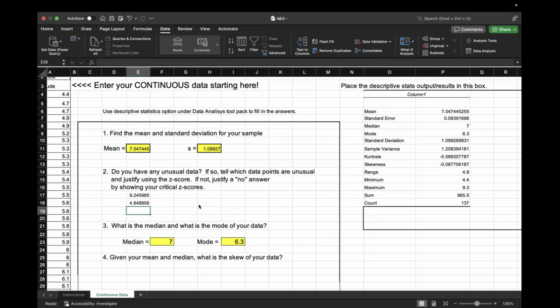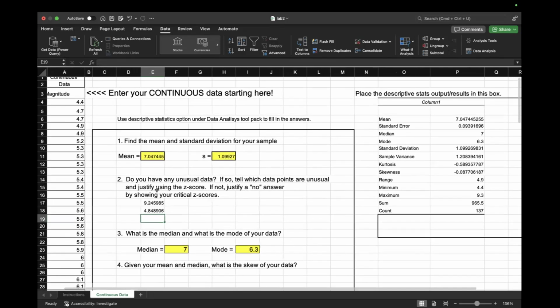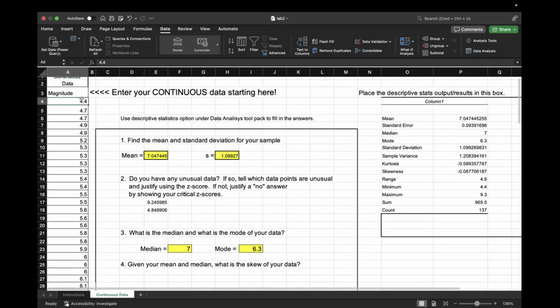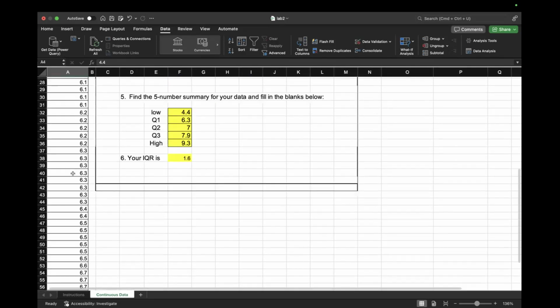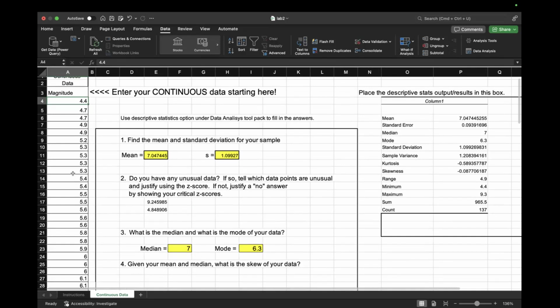The other way you can do it is you can calculate the z-score of your lowest and highest values. Then you can refer to those and say, oh, this one has a z-score of 2.08, therefore it is an outlier. You can do it either way.